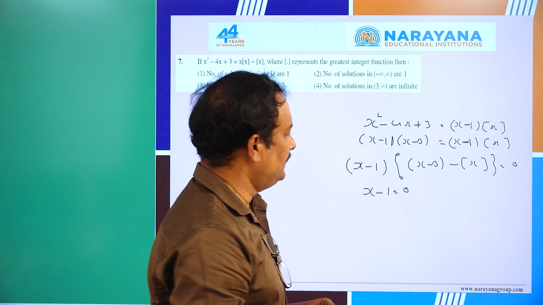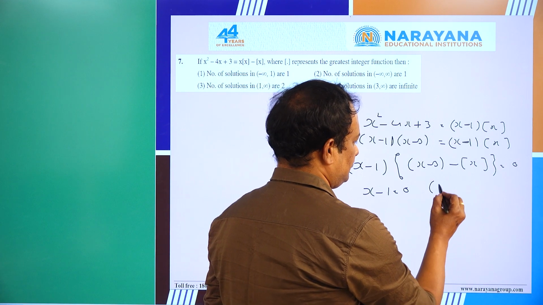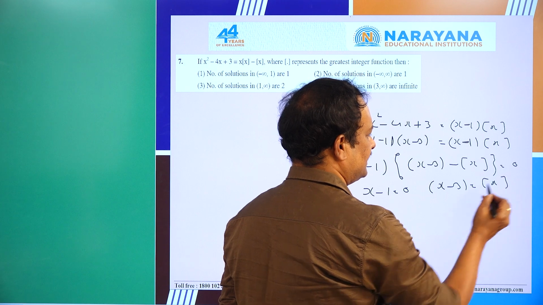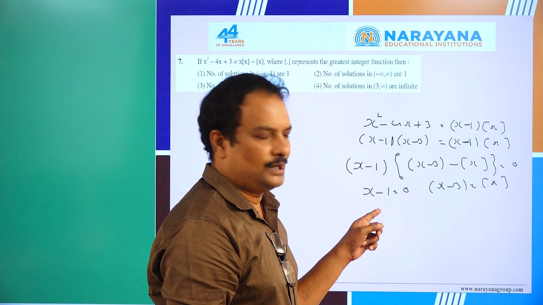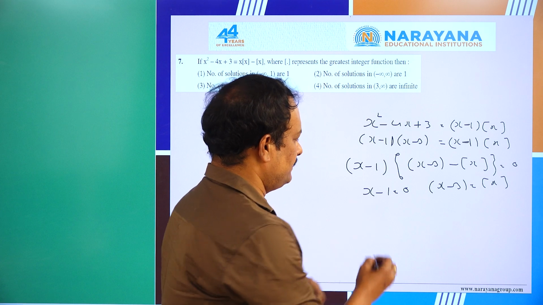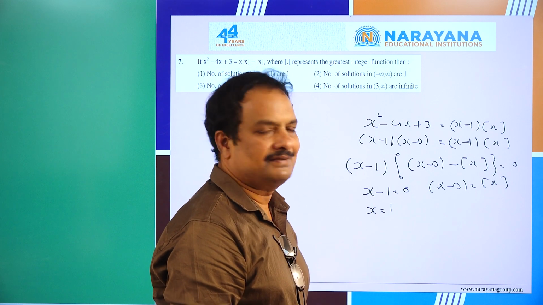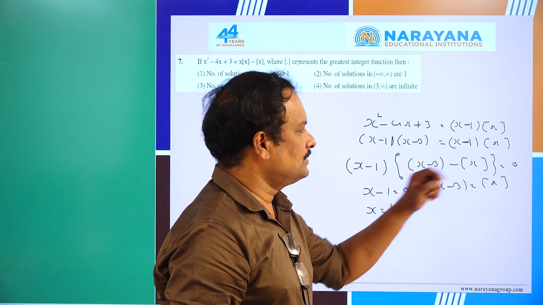certainly is one solution. Similarly, the next one, x - 3 = [x], this is the second one. Either the first one is 0 or the second one is 0. The first one being 0 means x = 1, certainly that is one of the solutions. And as far as the next one is concerned, x - 3 = [x].